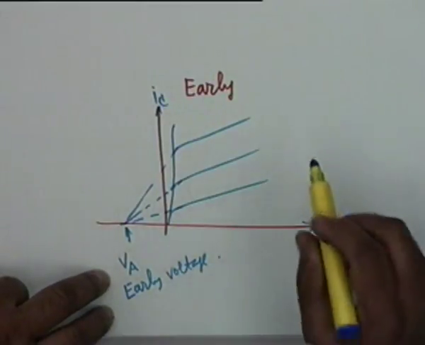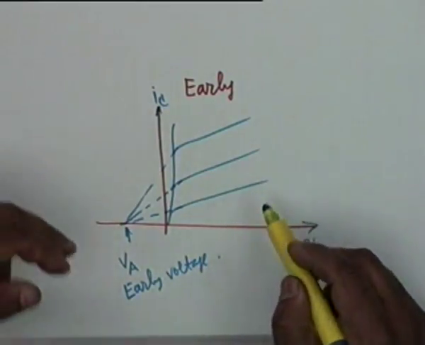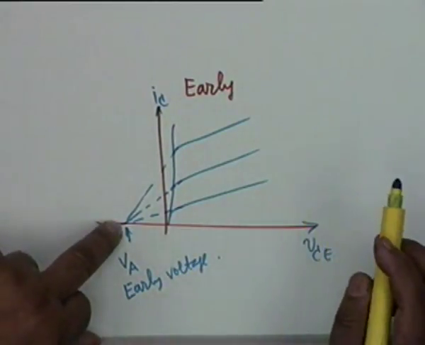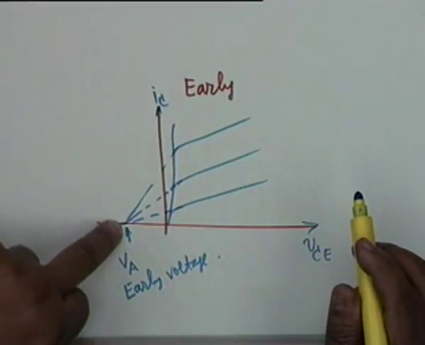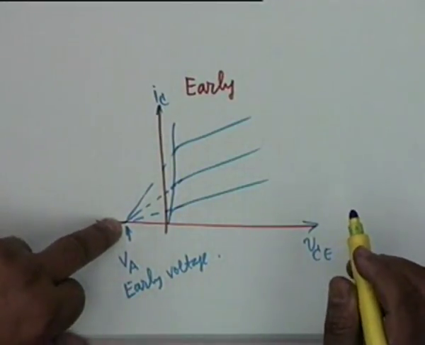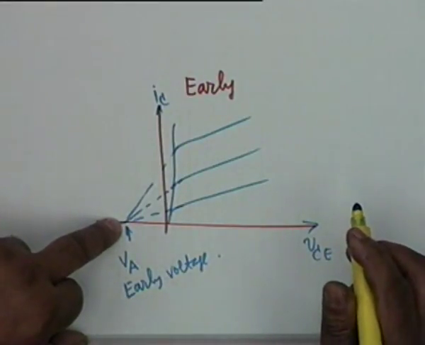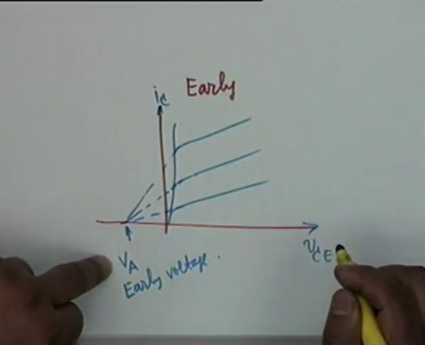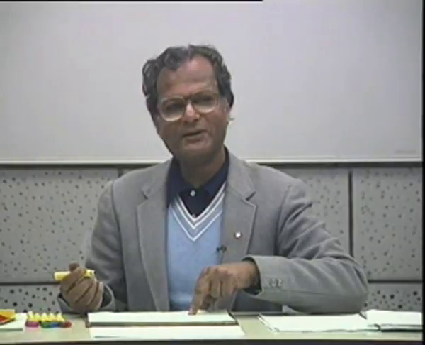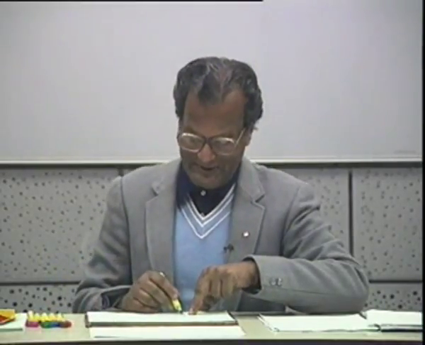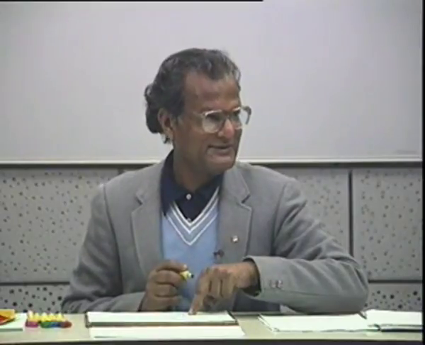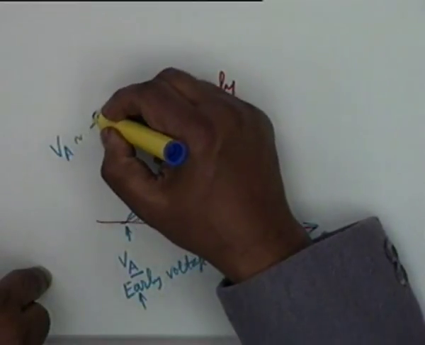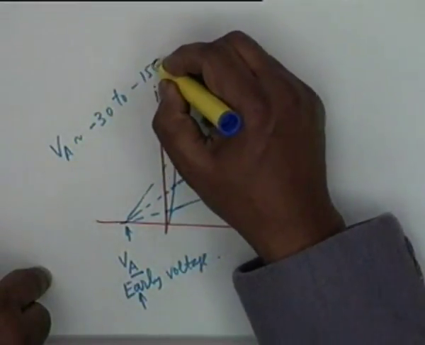The discovery is that not only these curves are not parallel to the VCE axis, but if you extend them backwards, then they meet at a certain point on the VCE axis, and the value of the voltage here, in order to honor Early, is called the Early voltage. We should have used V sub capital E, because E is the first letter in Early, but V sub E is unfortunately used for emitter voltage, and therefore we end up with the next letter A. Is that clear? VA is the Early voltage, and typically VA is of the order of minus 30 to minus 150 volt.